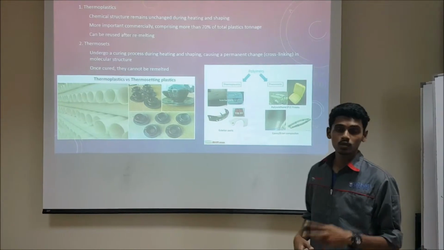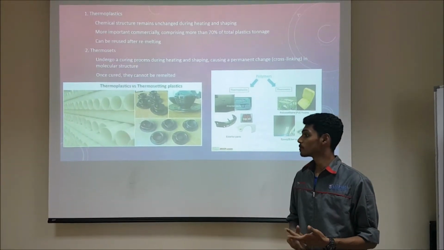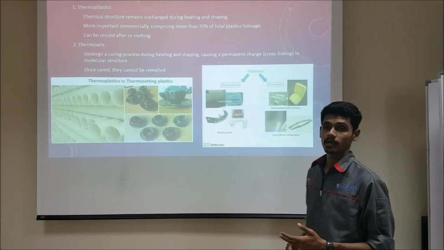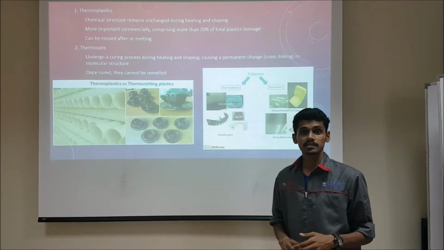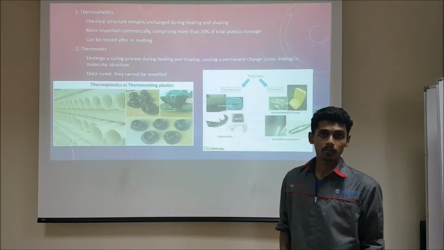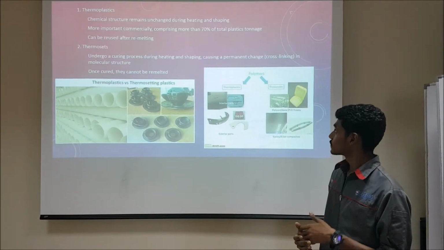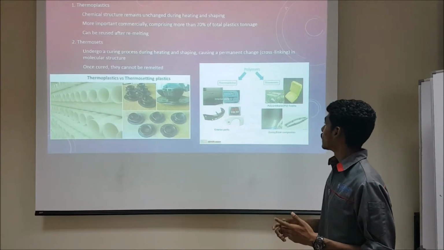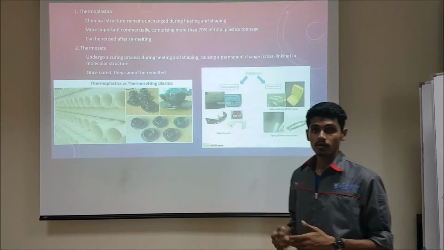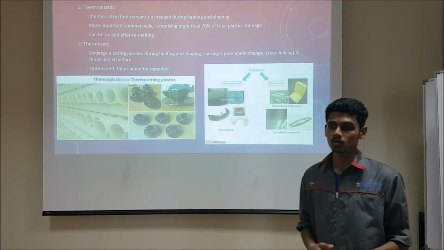In plastics there are two types, that is thermoplastics and thermosets. The difference between thermoplastics and thermosets is that in thermoplastics the chemical structure remains unchanged during heating and shaping. Thermoplastics can be reheated and reprocessed to achieve another product. But for thermosets, the first shaping process changes the chemical structure, so it cannot be reheated and remelted, so it can be used only once.